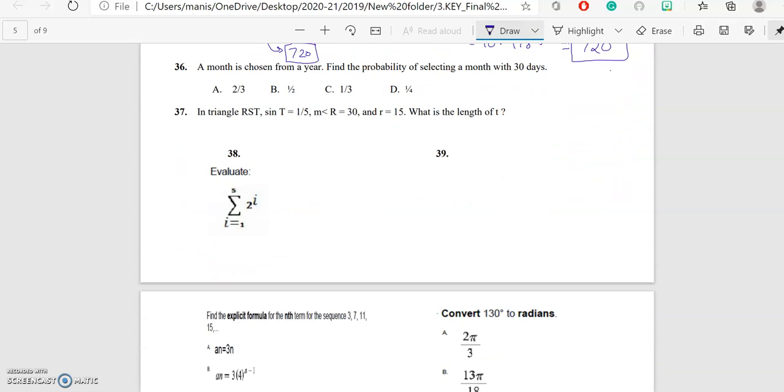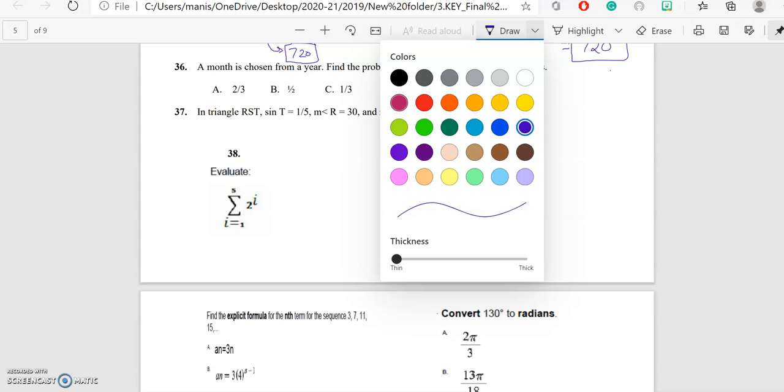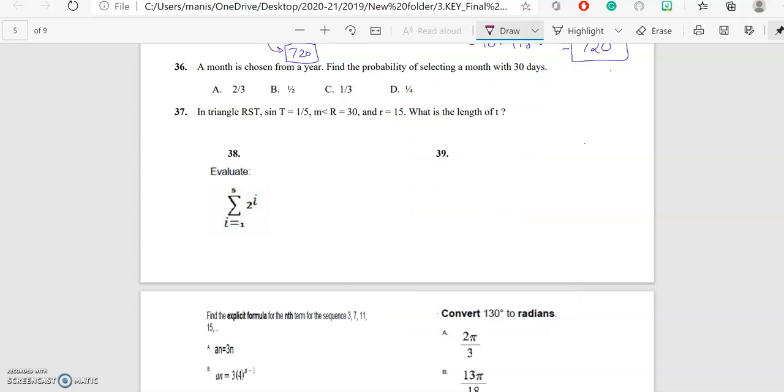Let's go to the next question. Question number 36 says a month is chosen from a year. Find the probability of selecting a month with 30 days. So first of all, what we need is a formula to find probability. The formula is: probability is equal to the favorable number of events divided by the total number of events.